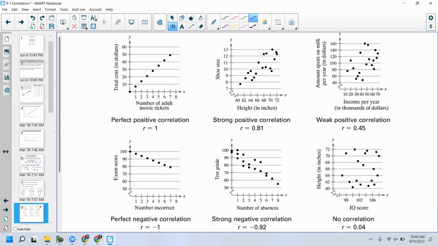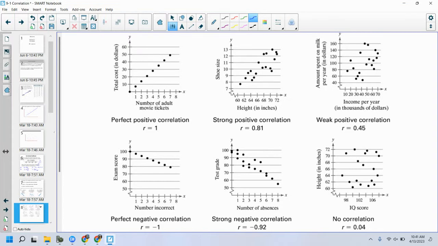What would you expect to see? As I increase height, what do you think is going to happen to shoe size? Bigger shoes. Now, does that always happen? Not necessarily, right? Is there some variation? Yeah. And that's why you see a strong positive correlation, but not a perfect positive correlation.